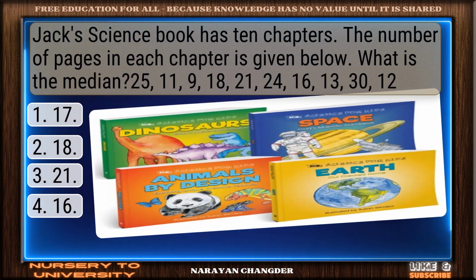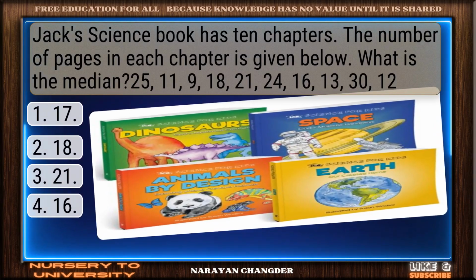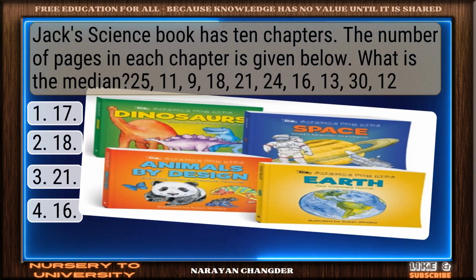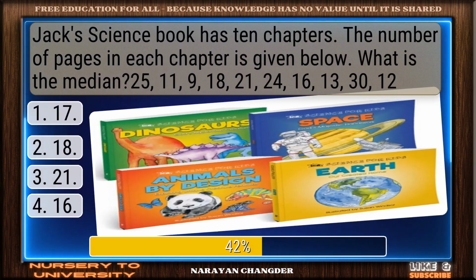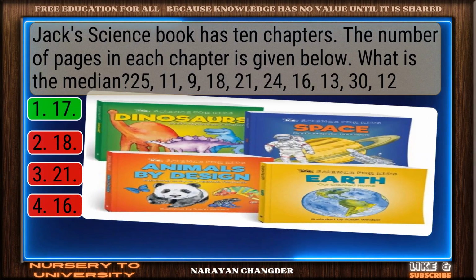Jack's science book has 10 chapters. The number of pages in each chapter is given below. What is the median? 25, 11, 9, 18, 21, 24, 16, 13, 30, 12. Good thinking. 17 is the right answer.